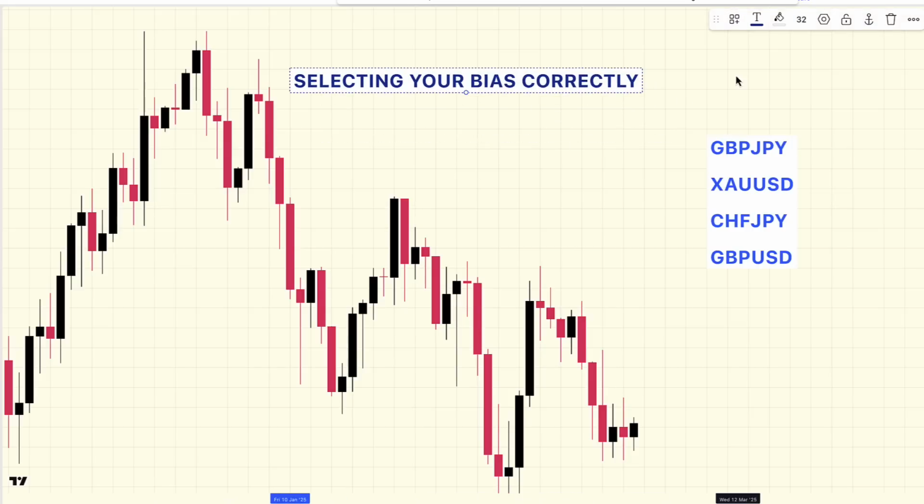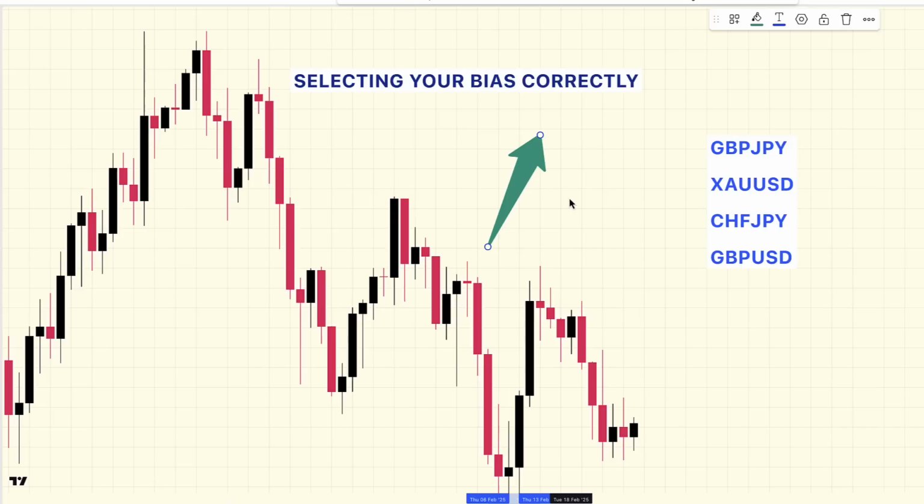And if you're wondering what exactly is this, what is a bias? Bias simply means your anticipation for price directional movement, or the intention of price for a particular day, for a particular week, or for a particular month. Simply put, where money is flowing to. That is it.